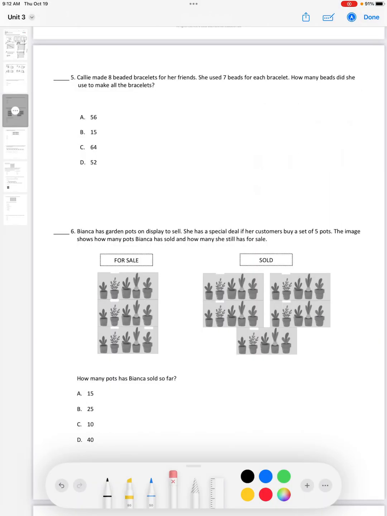I'm going to cover questions 5, 6, 7, and 8 off the Unit 3 test review. Starting with question 5, Callie made 8 beaded bracelets for her friends. She used 7 beads for each bracelet. How many beads did she use to make all the bracelets?